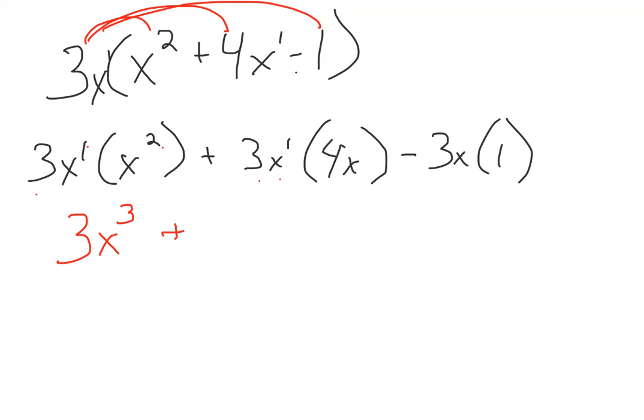3x times 4x, well, there's a 1 on that x. So 3 times 4 is 12, and x to the first times x to the first. The exponents add. And negative 3x times 1 gives me a negative 3x. So that is multiplying a monomial. And if that had been a binomial, we'd have done it the same way.